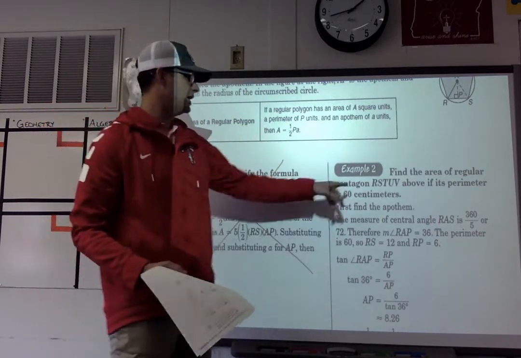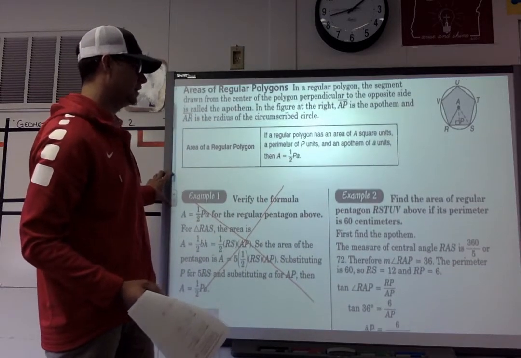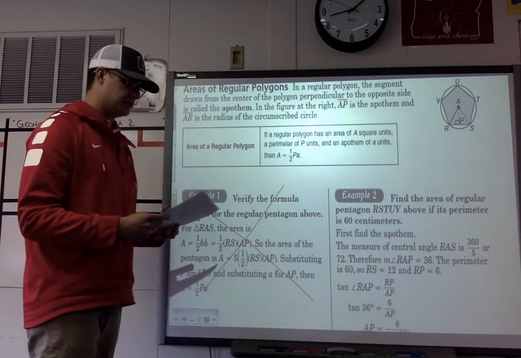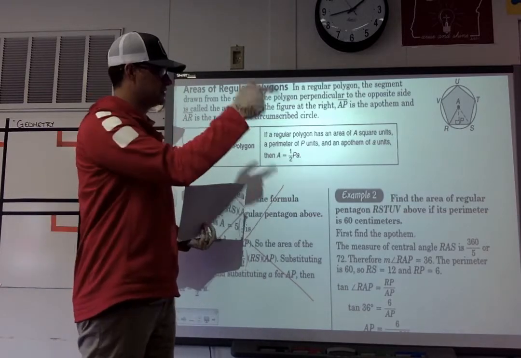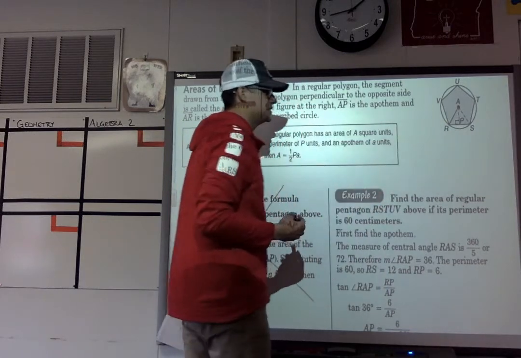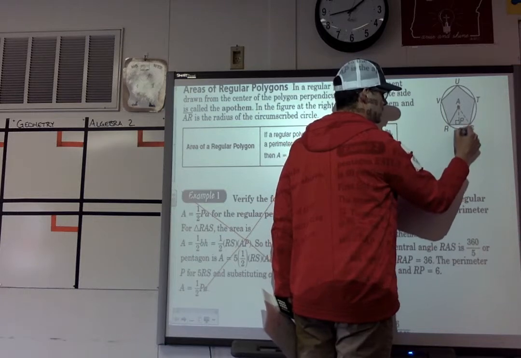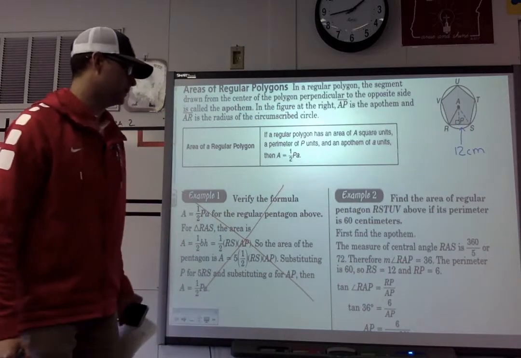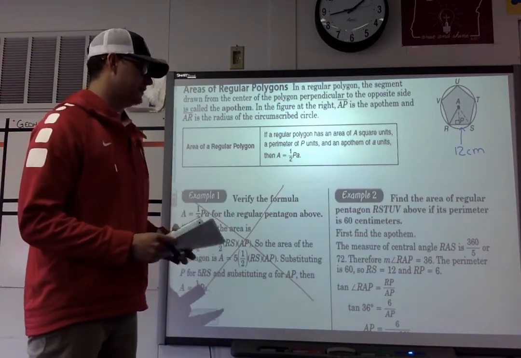It says, find the area of regular pentagon RSTUV above if its perimeter is 60 centimeters. So if its perimeter is 60 centimeters, then in order to figure out what the length of each side is, since it's 5 sides, we can do 60 divided by 5, and that tells us that each side is 12 centimeters long.